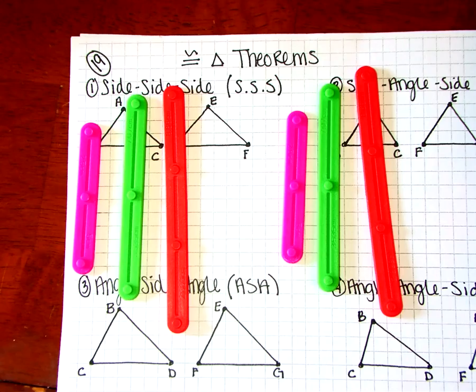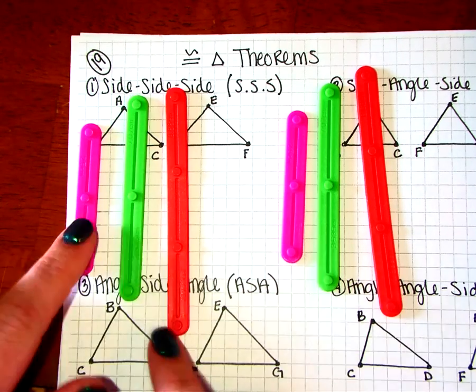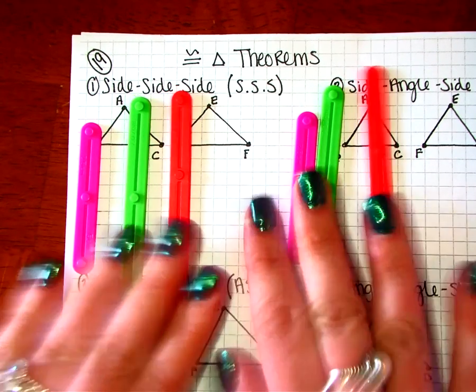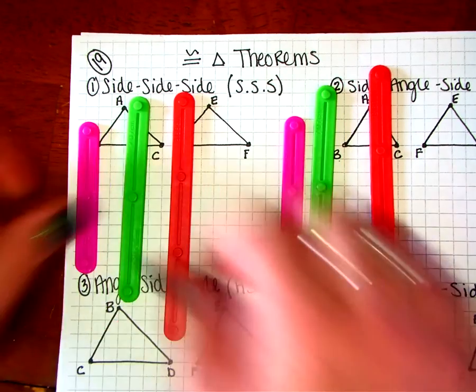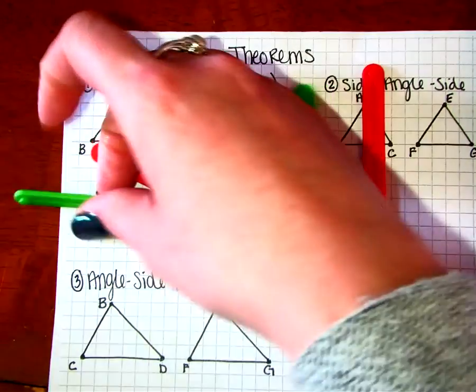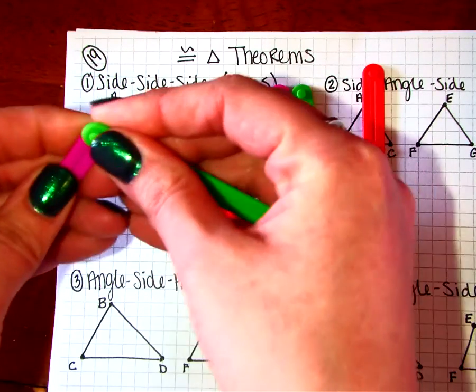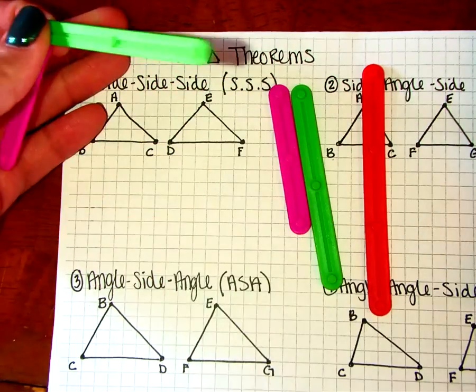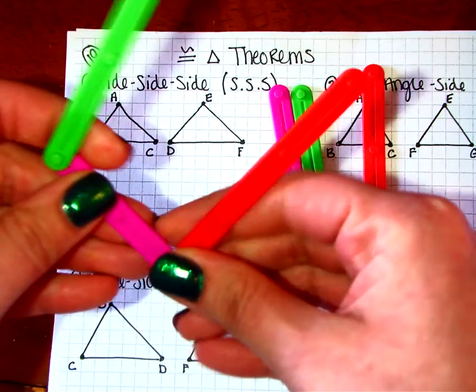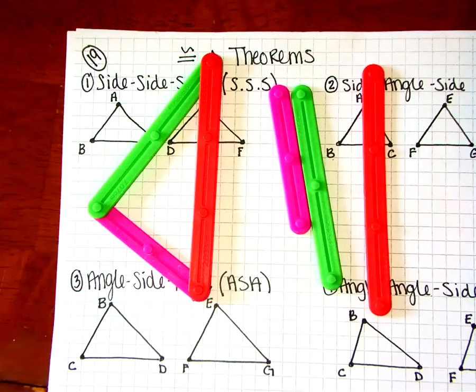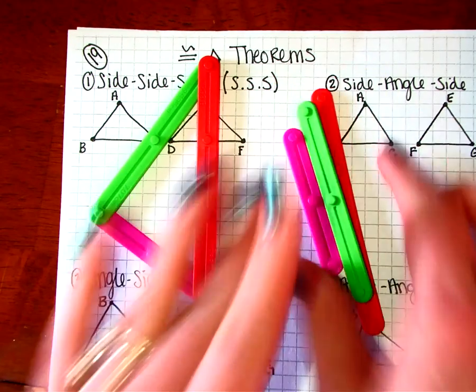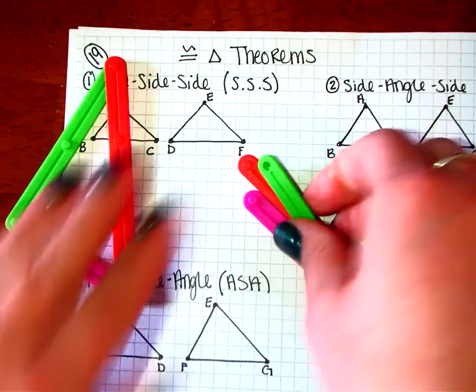So I'm going to go ahead and try. I've got a pink, a green, and a red on each piece. So basically it's representing a side, side, side. So I'm going to make a triangle by connecting all of these together. All right. This is the triangle that is created. So let's try to construct a different triangle, but using the same parts.